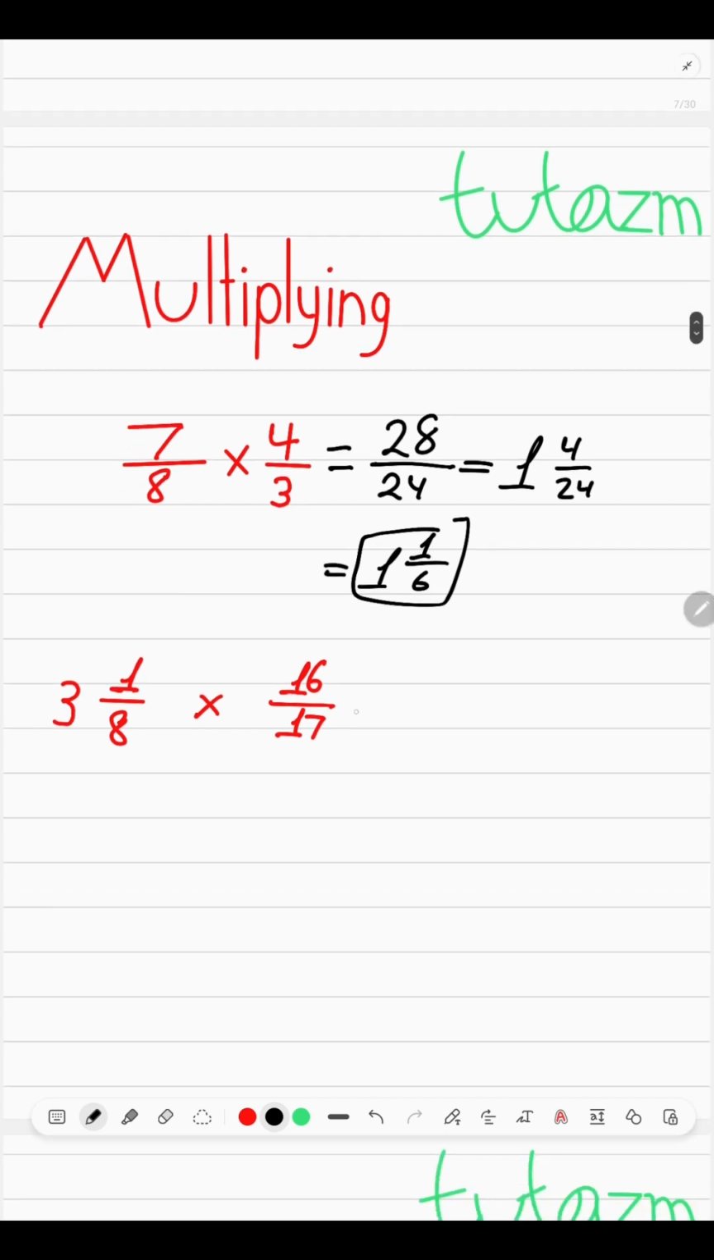Okay, so convert the first mixed number into an improper fraction. So 8 times 3 is 24, plus 1, 25 over 8. Multiply that by 16 over 17. Now, when you're multiplying fractions, you can cancel out some denominators and numerators if they are multiples of each other.